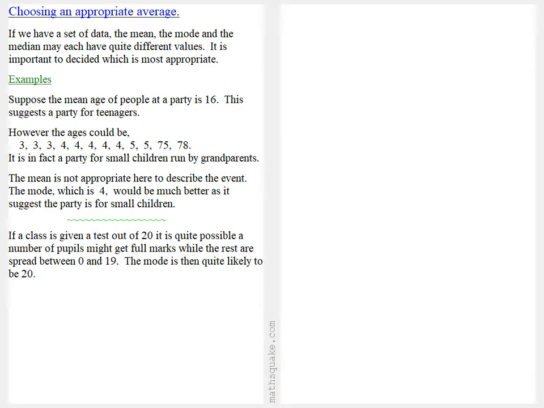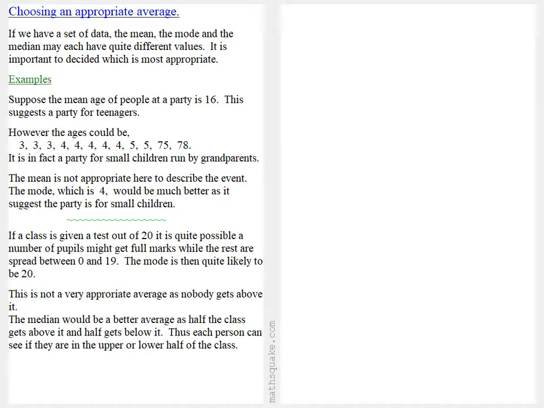If a class is given a test out of 20, it's quite possible a number of pupils might get full marks, while the rest are spread between 0 and 19. The mode is then quite likely to be 20. However, this is not a very appropriate average, as nobody gets above it. The median would be a better average, as half the class gets above it and half gets below it. Thus each person can see if they're in the upper or the lower half of the class.